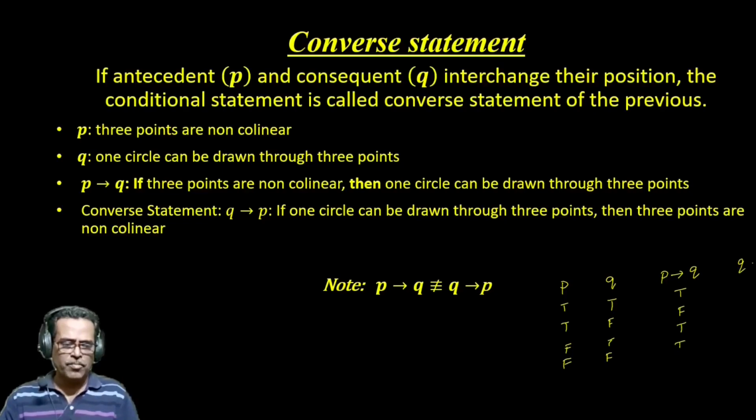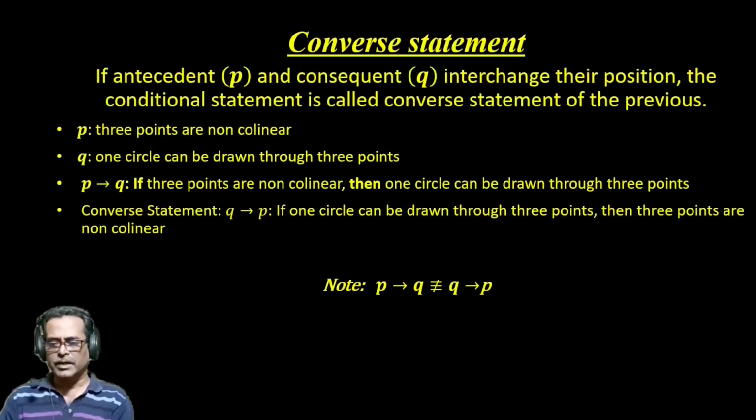But Q to P: this is true, this is true, this is false, this is true. So, we can say that truth values are not equivalent. Therefore, P implies Q is not equivalent to Q implies P. Clear? Next, inverse.